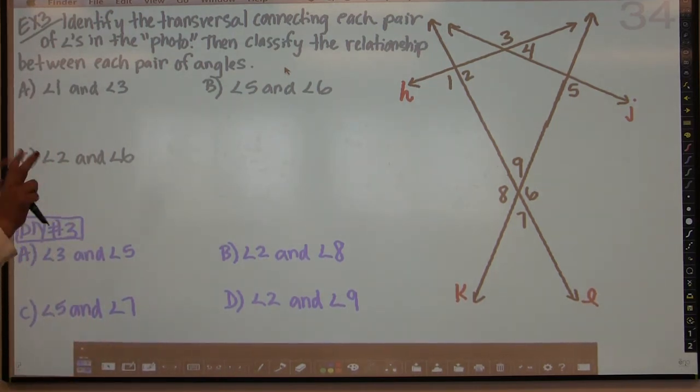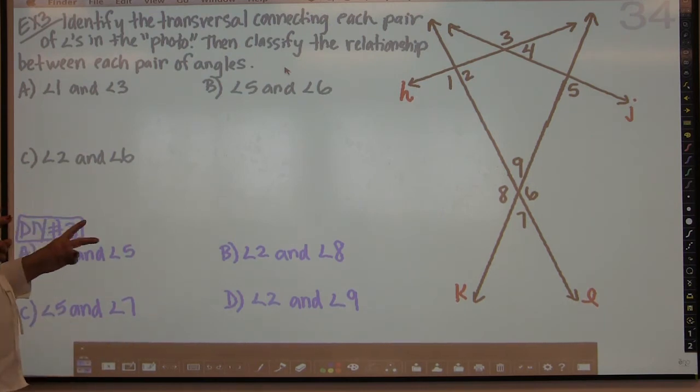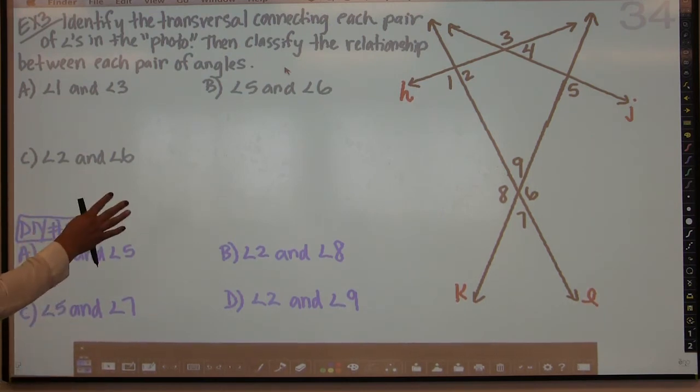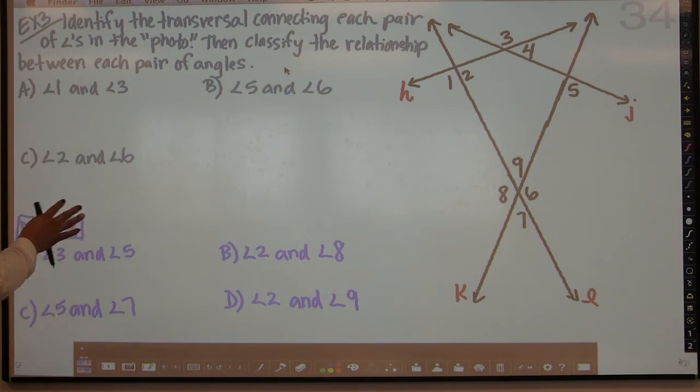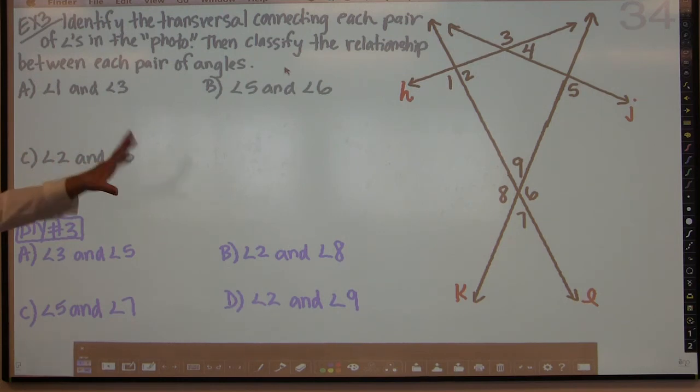So what they're asking us to do here is to identify the transversal that connects each pair of angles in the "photo." The reason I put photo is because I only drew the actual line segments that mattered. In the photo, you're looking at a picture in your book on page 175. I think it's a picture of a railroad track, but I'm not exactly sure. This is the basic diagram minus all of the fluff of the picture. So they want us to identify the transversal and then classify the relationship between each pair of angles.